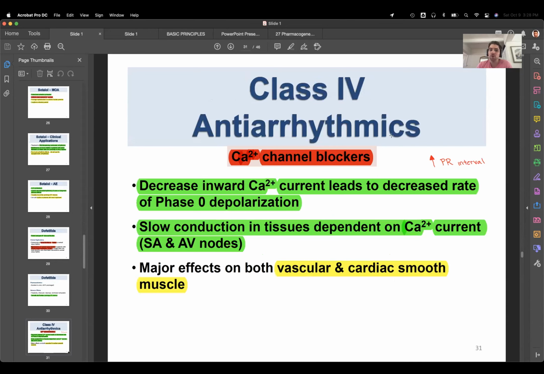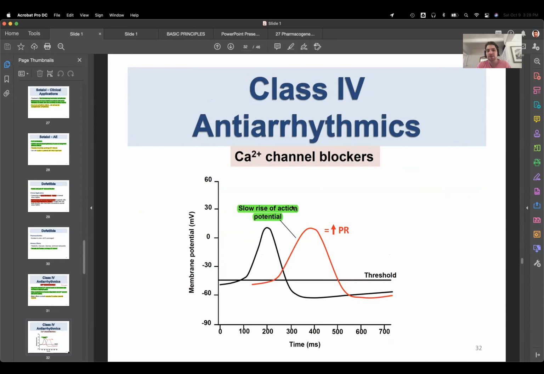Then class 4. Now we're jumping back to the nodal graph. These calcium channel blockers, similarly to the beta blockers, will increase your PR interval, so we're slowing down the heart rate. These will work on the calcium aspect. Remember, this is phase 4. This upstroke is the calcium phase, which is phase 0. So it's going to slow the rise of this portion of the action potential.